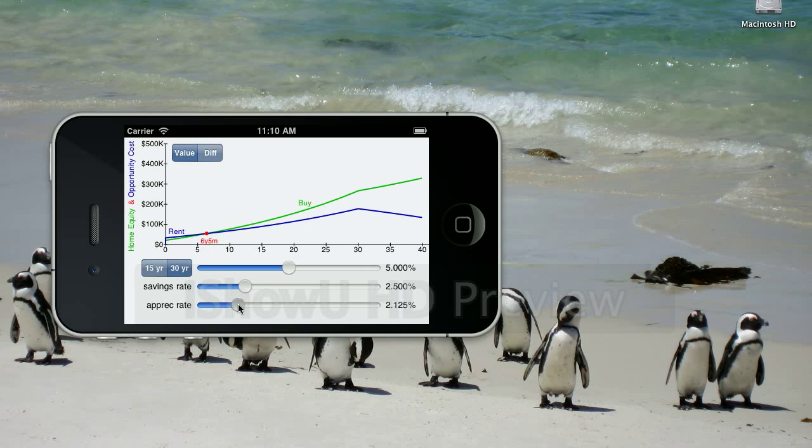Now, if your house is appreciating faster, well, it just gets better and better to buy. On the other hand, if you have a really good savings rate, then you can make these guys meet. And sometimes, here's an interesting one, sometimes they just meet all the time. There's this point here where the loan matures, and it looks like, okay, well, the buying was better, but that's after 30 years. So you can see here that in this particular scenario, you're doing about the same for the first 30 years if you buy or rent.